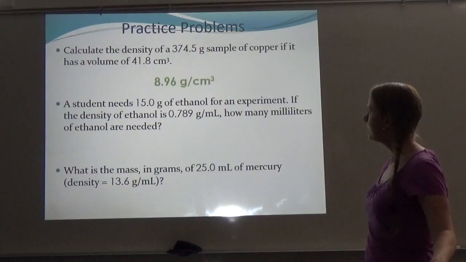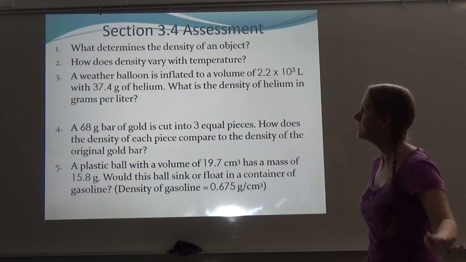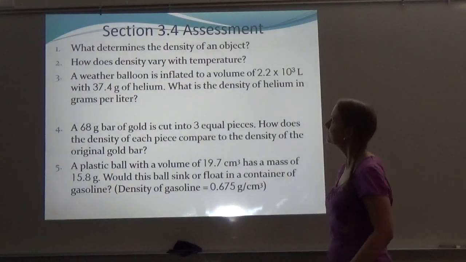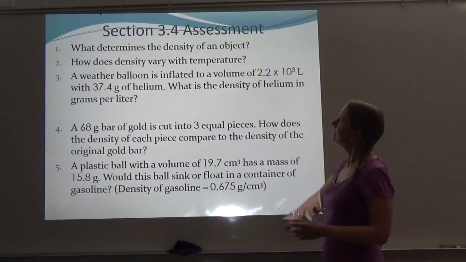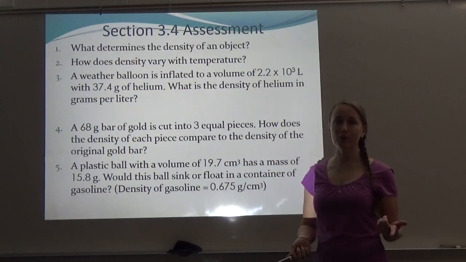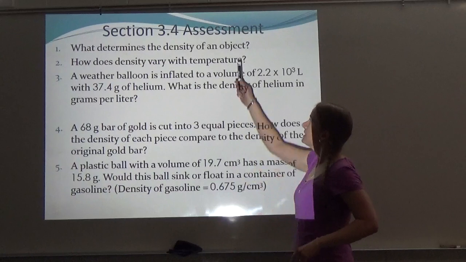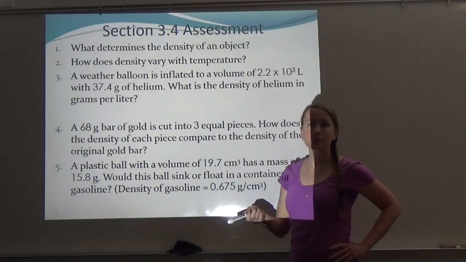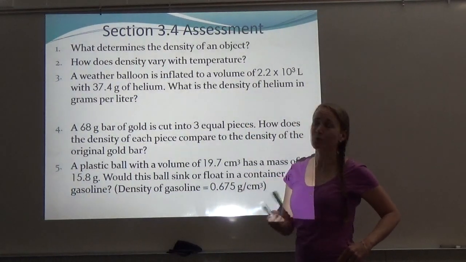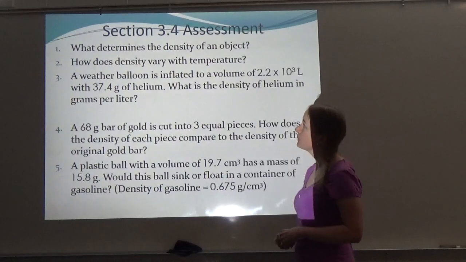All right, so there's my answers. So section assessment. See how much shorter this one was? What determines the density of an object? Since this is just a verbal answer, I'm just going to say it. The density of an object is the ratio of the mass to the volume.